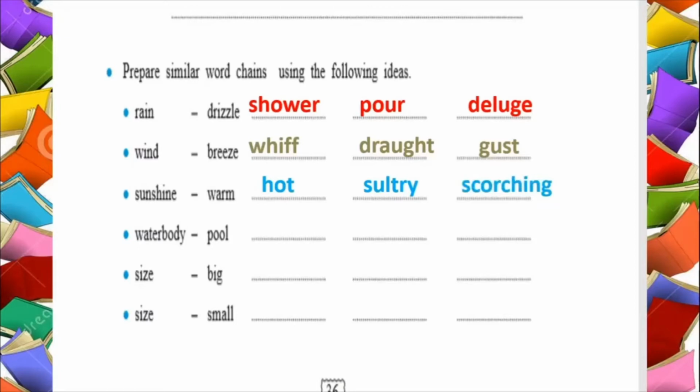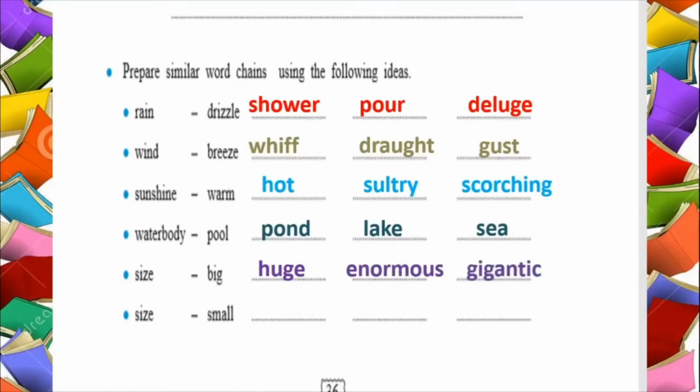Okay? Let's talk about water bodies now. So pool. Pool means a small body of water. So what do you think? What will be the next water body in size bigger than a pool? It is a pond. And then you have a lake, sea. Okay? Now what about size? Now it is going from big to huge, from huge to enormous, and from enormous to gigantic.